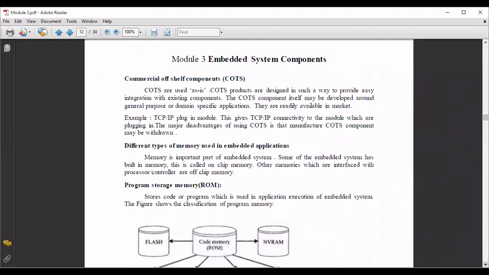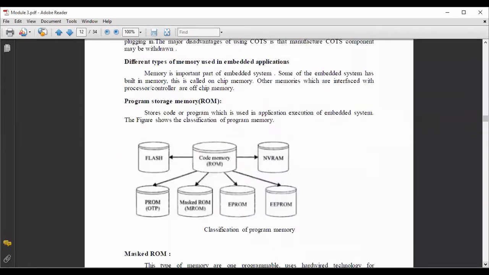Why do we use memory? Memory can be used for storing your data, your instructions, or your small codes. Your embedded system can have built-in, on-chip memory, and sometimes you will have off-chip memory also. Program storage memory is the classification of program memory you can have in the embedded system, which is used for storing the code, program, or data used for execution of your embedded system.